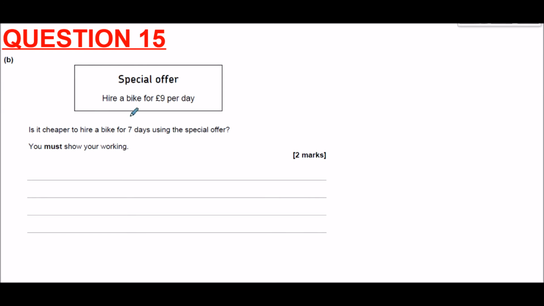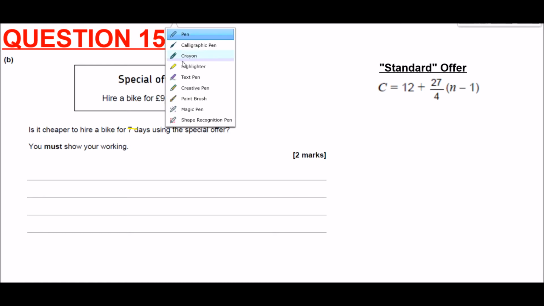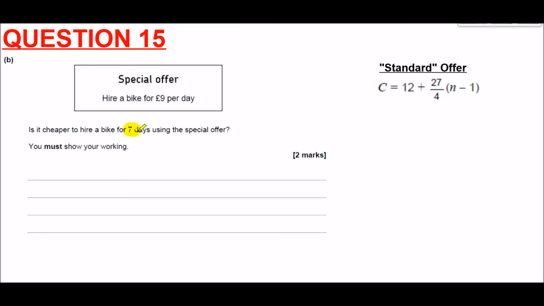Part B, we've got a special offer here. And is it cheaper to hire a bike for 7 days using the special offer or not? You must show your working. At this point, it's worth reminding ourselves that there is a standard offer from Part A, which was this. And so we're talking about 7 days. If you're talking about 7 days, then n is going to be 7.